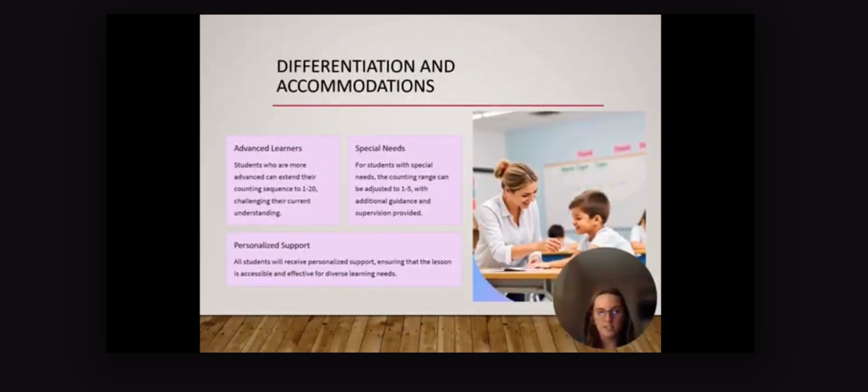The differentiation and accommodations: advanced learners are able to extend their counting from 1 to 20, challenging their understanding. For those with special needs or IEPs, they might do an adjusted 1 to 5, or they might have additional guidance or supervision provided. And then there would be personalized support, where all students will receive personalized support, ensuring that this lesson is accessible and effective for diverse learning needs.